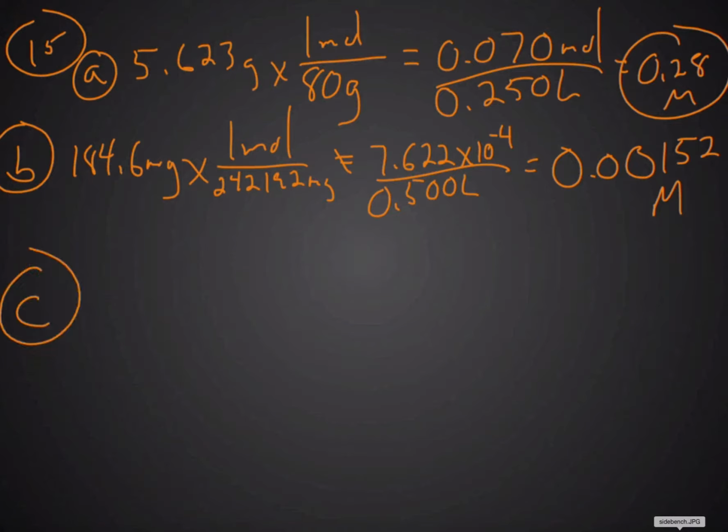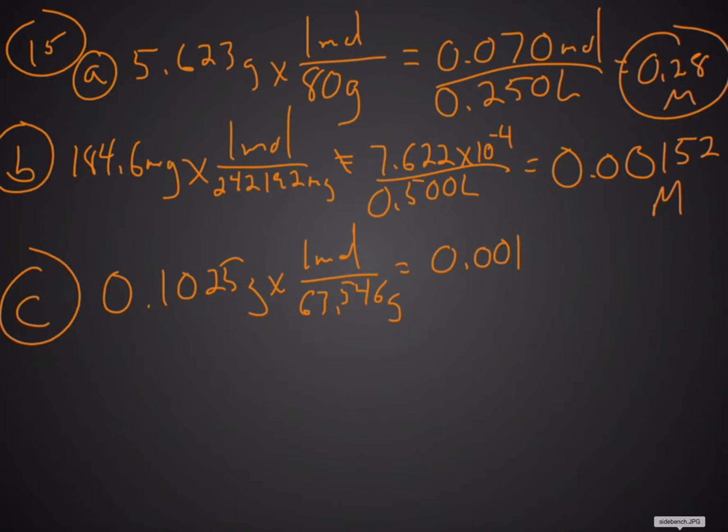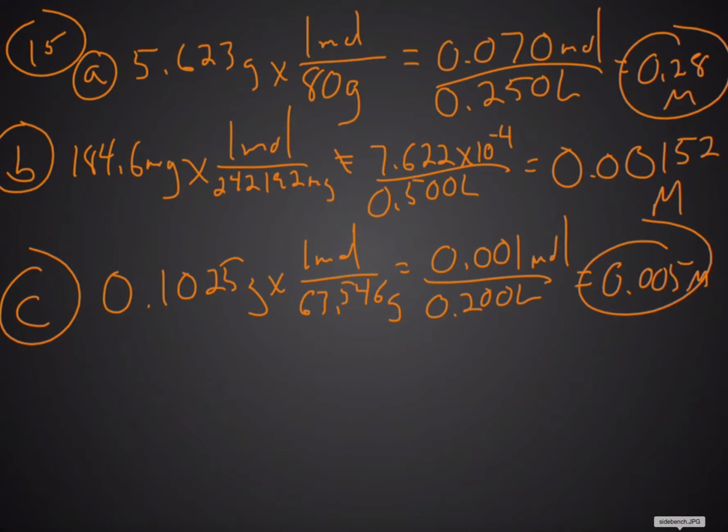Part C, if we had 0.1025 grams of a compound with a molar mass of 63.546 grams per mole, then we would have approximately 0.001 moles in 1/5 of 1 liter, which means we would have 0.005 molar solution.